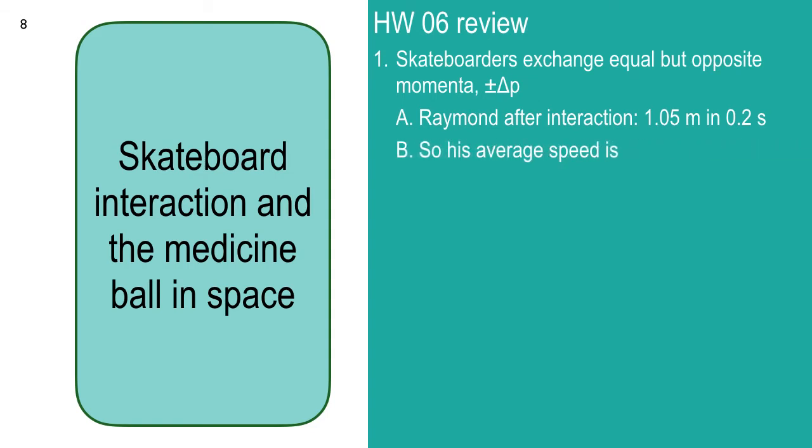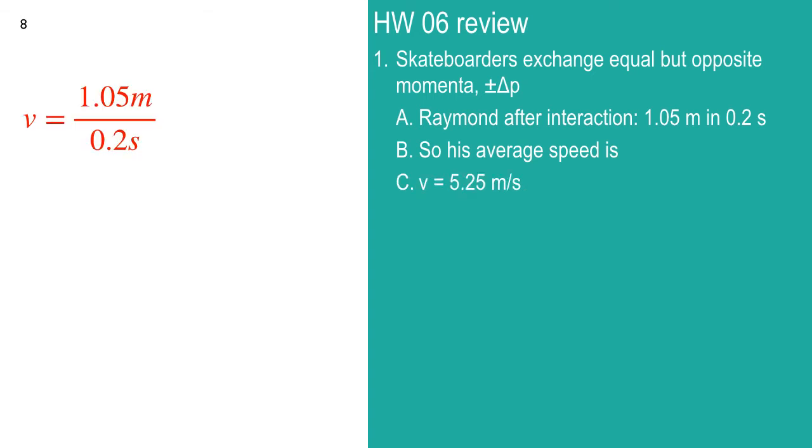Okay, so his average speed is actually just the quotient of 1.05 meters and 0.2 seconds. Speed is distance divided by time. Okay, so there's your calculation. So if you calculate that out, you get 5.25 meters per second. Now, Ray's momentum is leftward. Okay, so we could figure that out now.